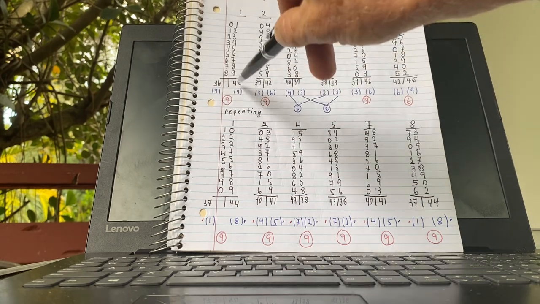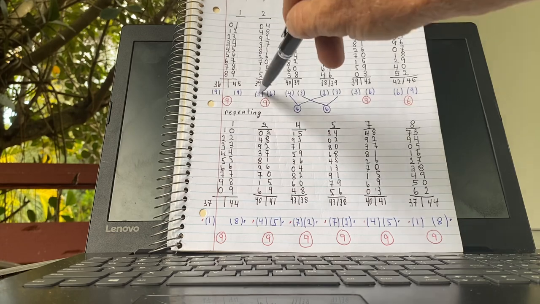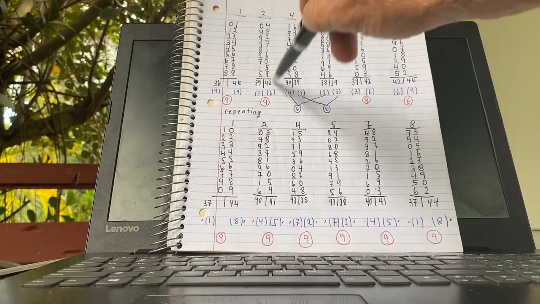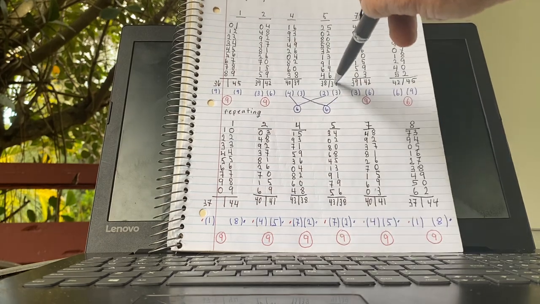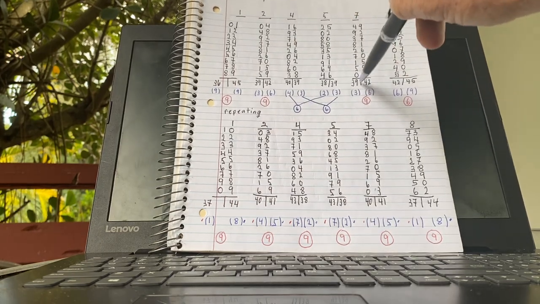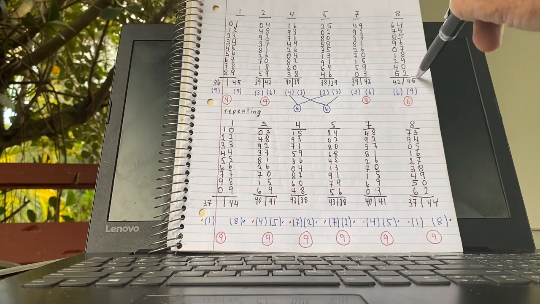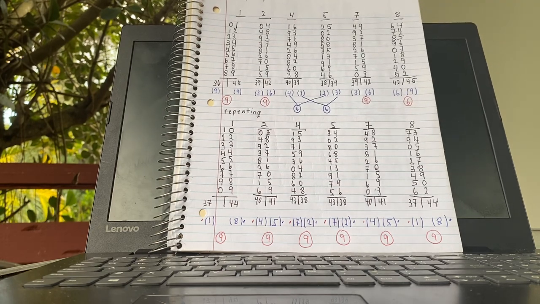Add up this, it's 36. Add up this, it's 45. 39, 42, that's a 3 and a 6. 40 and 39, that's a 4 and a 3. 38, 39 is a 2 and a 3. 39, 42, 3 and 6. 42, 45, 6 and 9.